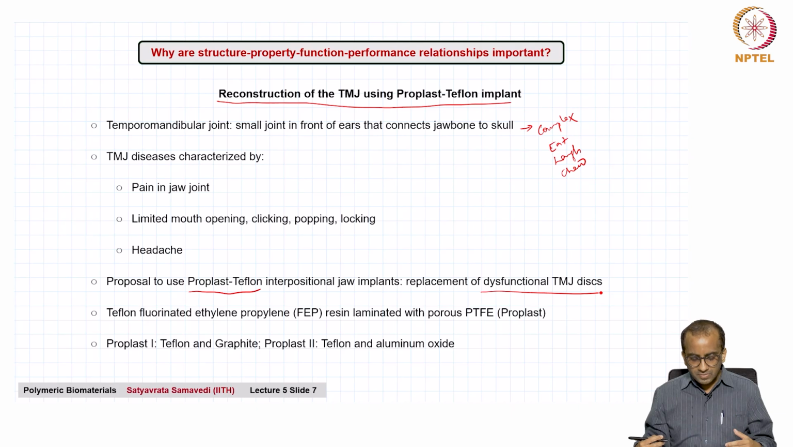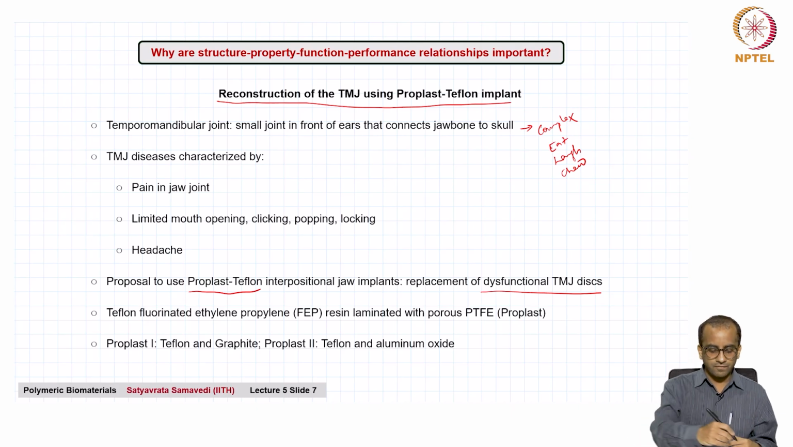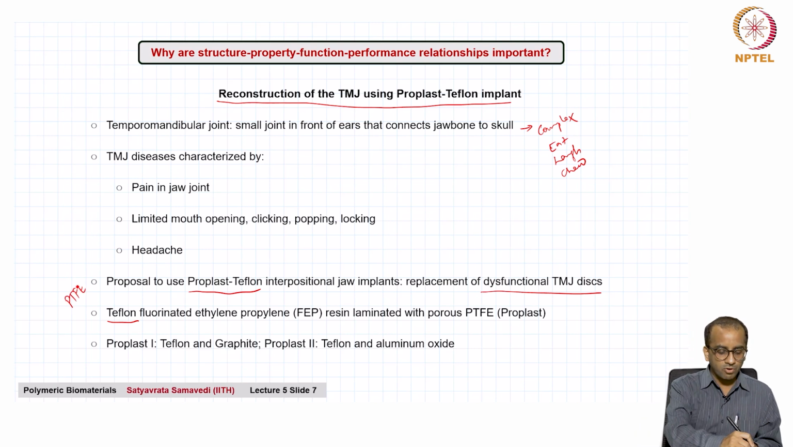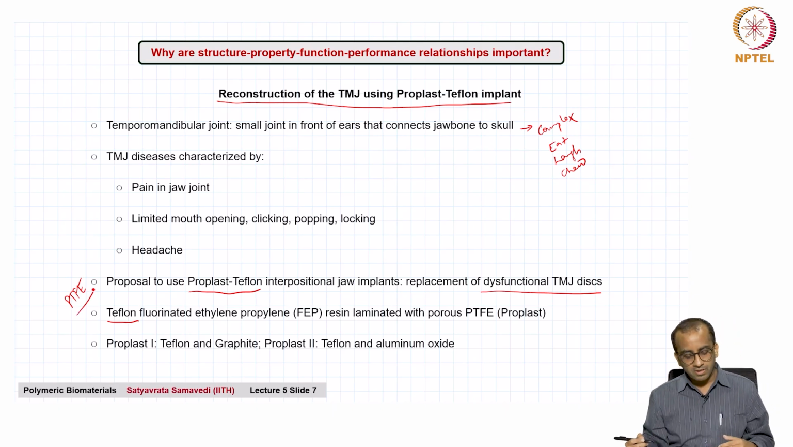Now, this is actually a combination of Teflon, which is nothing but the commercial name developed by DuPont for PTFE, which is polytetrafluoroethylene. So, Teflon FEP, FEP is fluorinated ethylene propylene resin. So, that is the resin that was made, and the idea was to see if you can coat that resin with a porous PTFE, which was called Proplast.